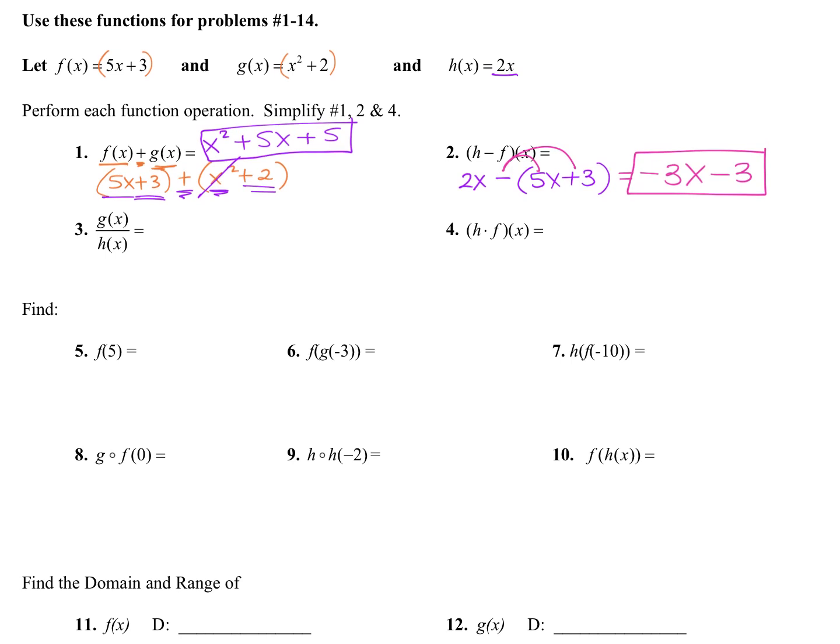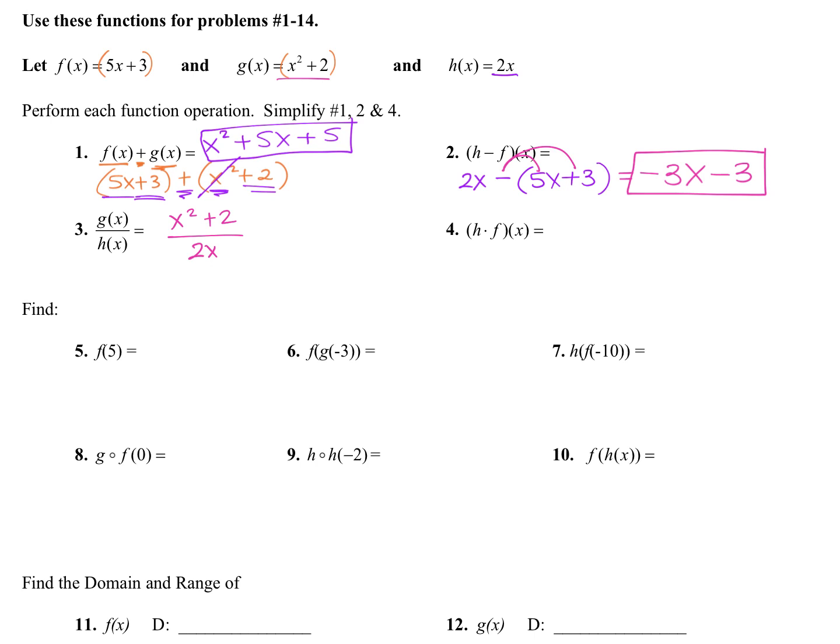All right, division. G of x divided by h of x. So g of x is x squared plus 2 divided by 2x. What can be simplified about that? Nothing. That's as low as we can go, right? If this is an expression on top, x squared plus 2, you have to be able to divide by something in all parts of that. And we can't. There's nothing that x squared and 2 can be divided by, okay? So we're going to leave it like that.